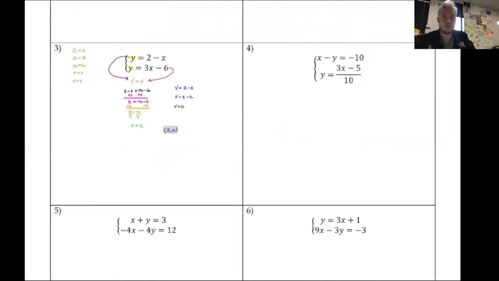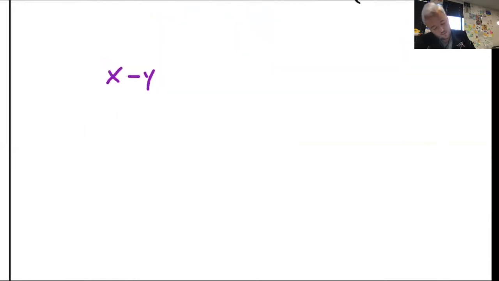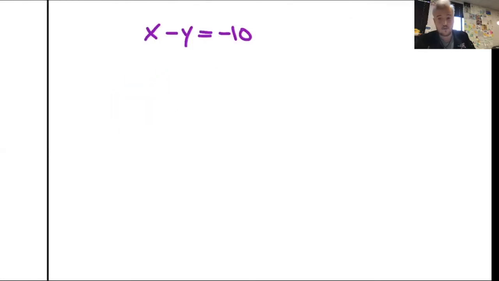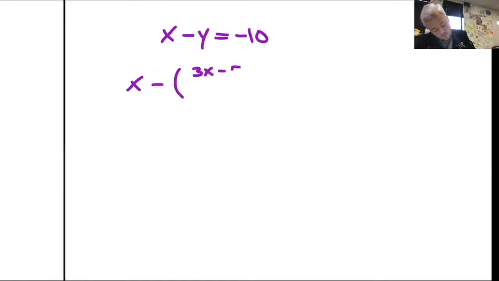All right. So looking at this next one, I will say this one's kind of tricky. However, despite it being a little bit tricky, step 1 is already done for us. We already have a y equals equation. So what I'm going to do, so x minus y equals negative 10. So I'm going to sub in for my y value. So x minus (3x minus 5)/10 equals negative 10.